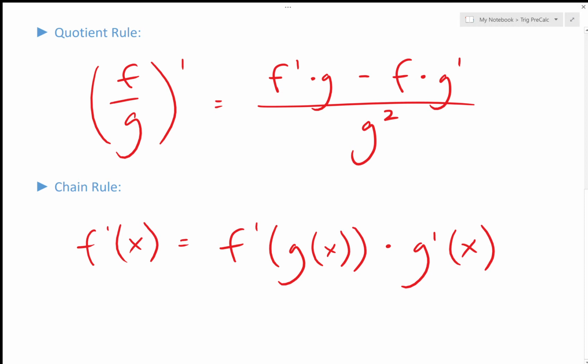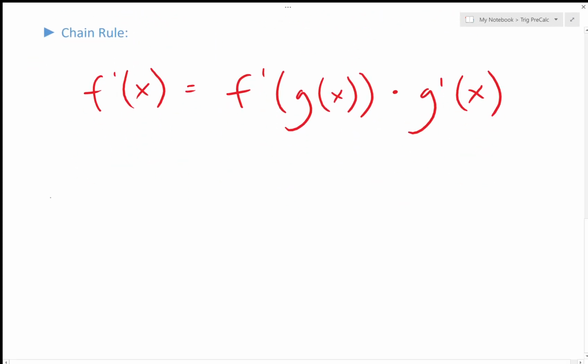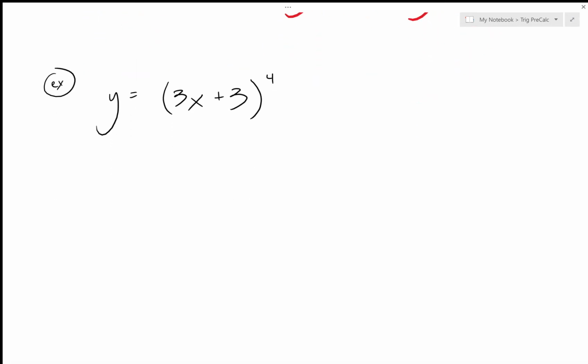Okay, so I wrote these down so we can refer back to them, because we're going to see multiple pieces in one problem. And we're going to jump right into it. So, first one, find the derivative of y equals 3x plus 3 to the fourth. And if I stopped right there, that would be chain rule. But we're also going to multiply that to 2x plus 5. So we made a chain piece.